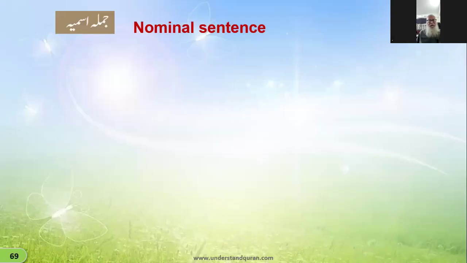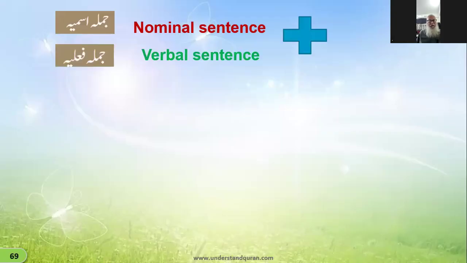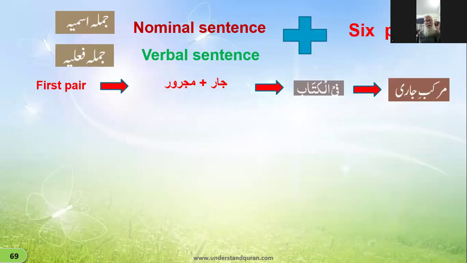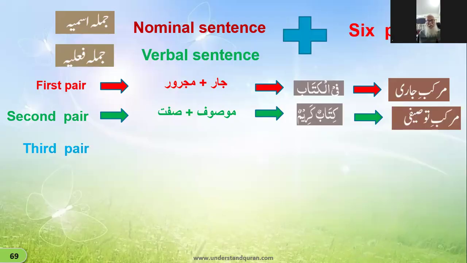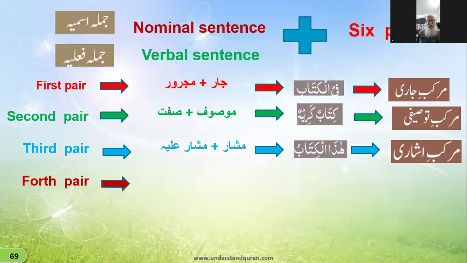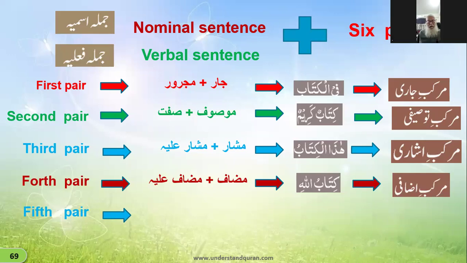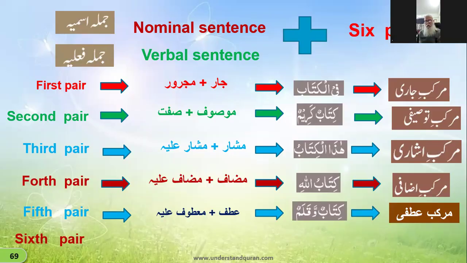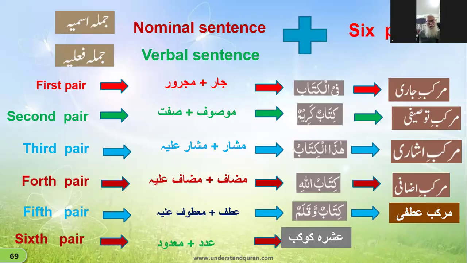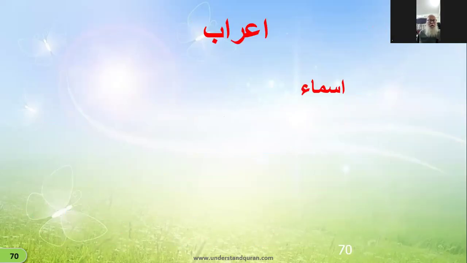Then we saw in summary: Jumla Ismiya, the nominal sentence, Jumla Fi'liya, the verbal sentence, and six pairs. The first pair, jar majrur, Fil Kitab. The second pair was Mawsuf and Sifa, Kitabun Kareem, Murakkab Tawsifi. The third pair was Mushar and Mushar Ilayh, Hazal Kitab, the Murakkab Ishari. The fourth pair was Mudaf and Mudaf Ilayh, Kitabullahi, Murakkab Izafi. The fifth pair was Atf and Matuf Ilayh, Kitabun wa Kalamun, Murakkab Atfi. The sixth pair is called Adad and Ma'dud, the example is Ashara Kaukab.